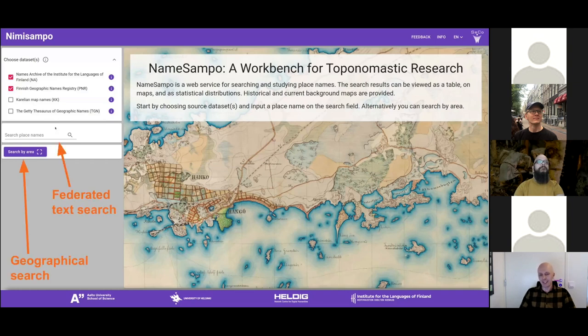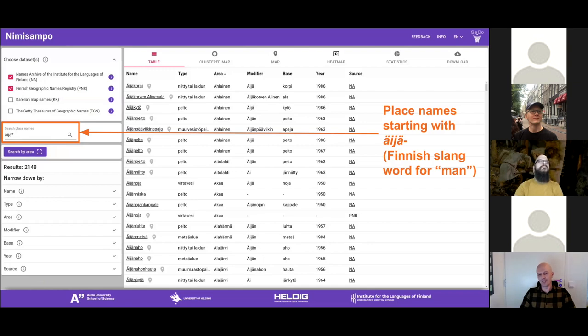Then on the left, you have the search functionalities, the text search that will be conducted over all of these data sources that I have selected. Or as another option, I can search by a specific geographical area and get all the place names within that area. Here is an example search, which I have done. I've searched all the place names starting with Äijä, which is a Finnish slang word for man. And I get a little bit over 2000 results coming from these two sources, and they are rendered as a table here.